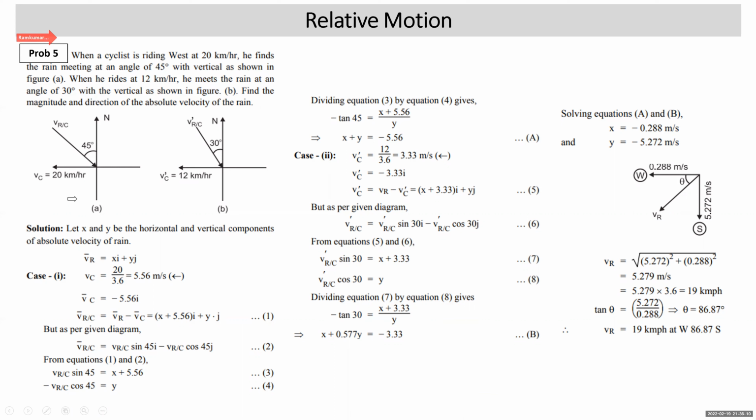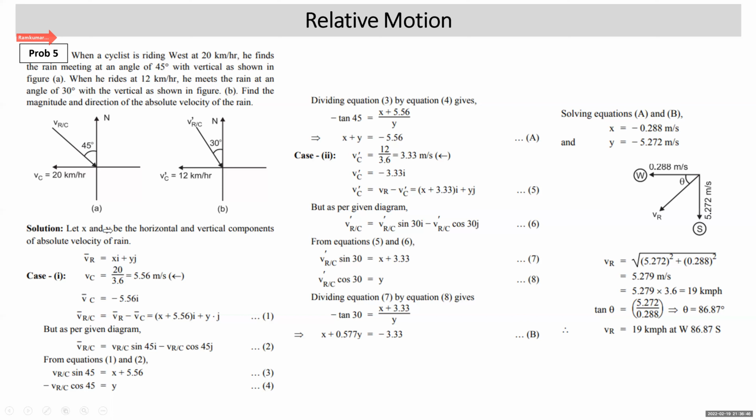Now here, see, motion is between rain and the cyclist. You see that 2 cases of observation are there. In one case, when the cyclist is riding east at 20 km per hour, he finds the rain is meeting him at 45. When he rides at 12 km per hour towards west, then he finds the rain meeting at 30. Now, here motion of the cyclist is completely defined in both cases. Relative motion is partly defined, magnitude is not given, angle is given. So motion of the rain is completely undefined.